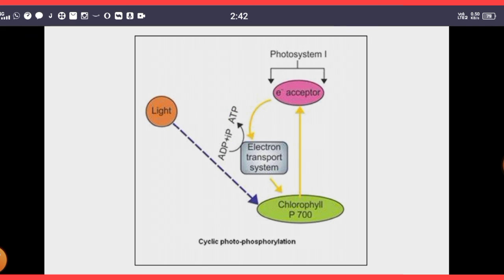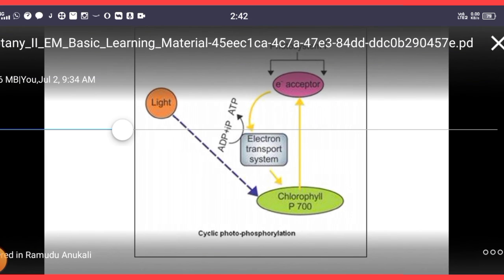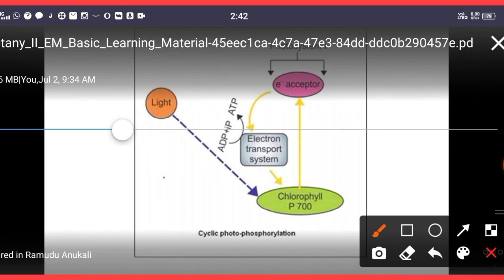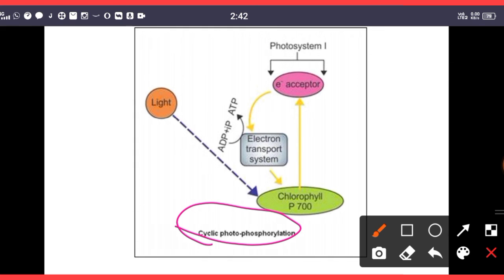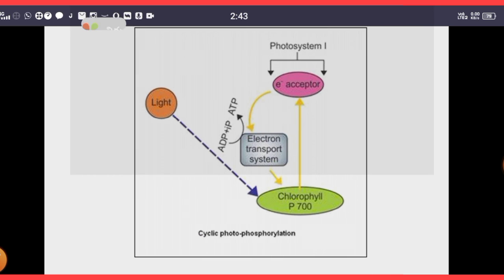So this is called cyclic photophosphorylation, in which ADP is converted into ATP. In cyclic photophosphorylation, only PS1 participates, and only ATP is forming, not NADPH. You have to keep this in mind. It is most important, and sometimes it is also asked as a long answer question, so keep it in your mind.